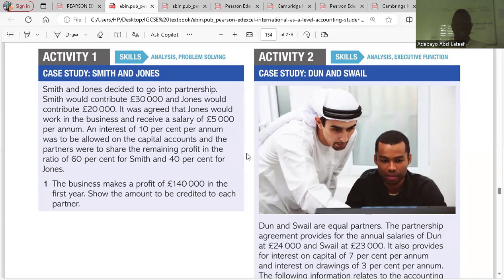So the total in our current account will be 87,000 credited to Smith, 63,000 credited to Jones. That is how we prepare the current account.